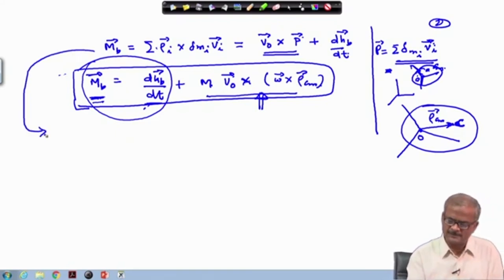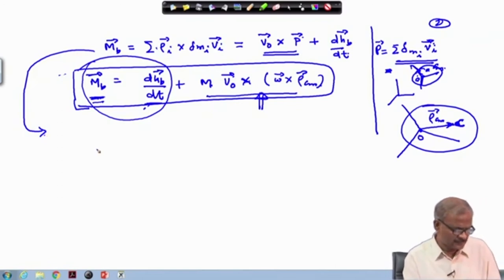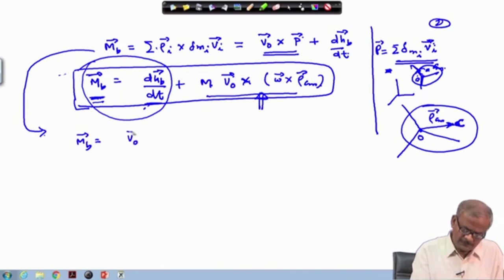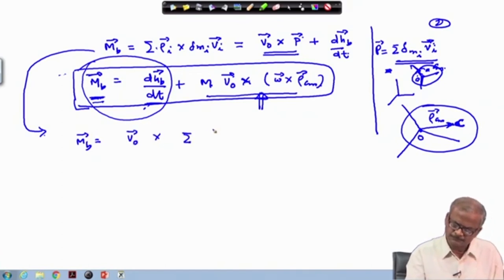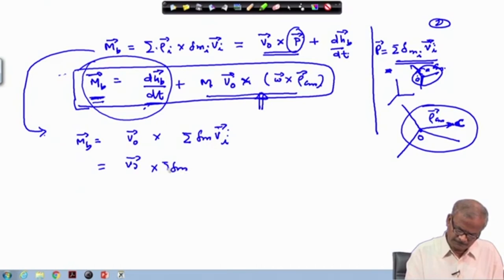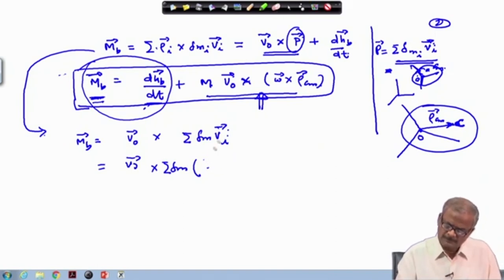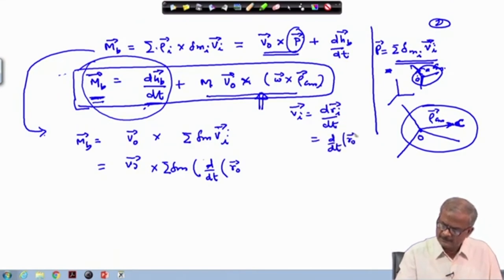Now, going back again to this point. This is the basic physics involved in this, and you must take care of it. So, m_b equals v_0 cross summation, this particular part we are working with. Now this v_I can be written as d by d t; basically your v_I is d r_I by d t, and r_I is nothing but r_0 plus rho_I. So, we need to take the derivative of this.